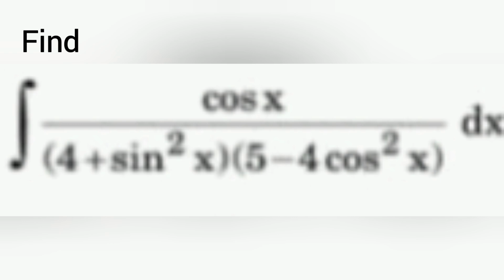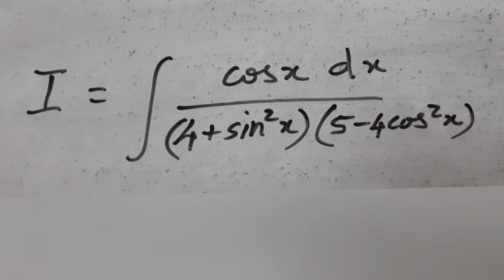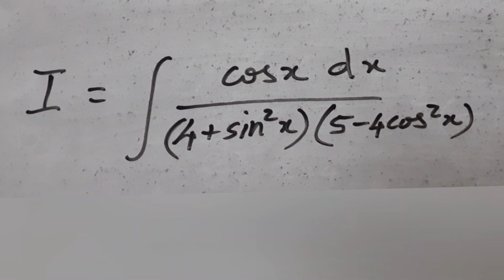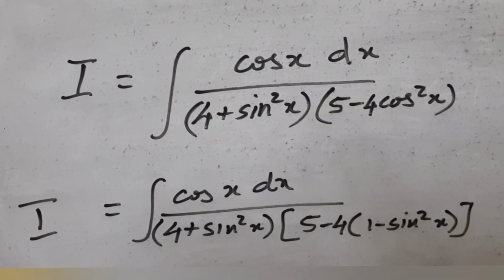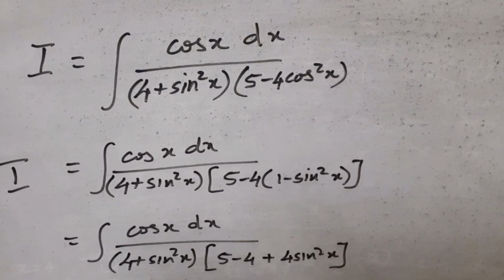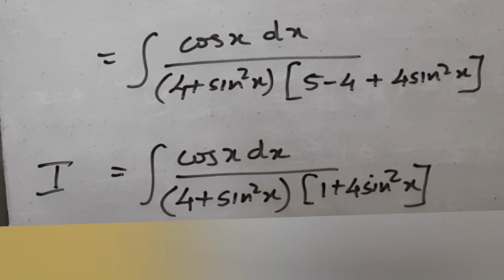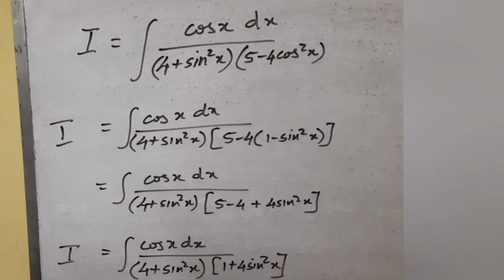Clearly, we require a substitution to evaluate this integral. Since cos x dx is present in the numerator, the substitution we use is sin x equal to t. We change the cos square x in the second factor in the denominator to 1 minus sin square x. So put sin x equal to t so that cos x dx equal to dt.